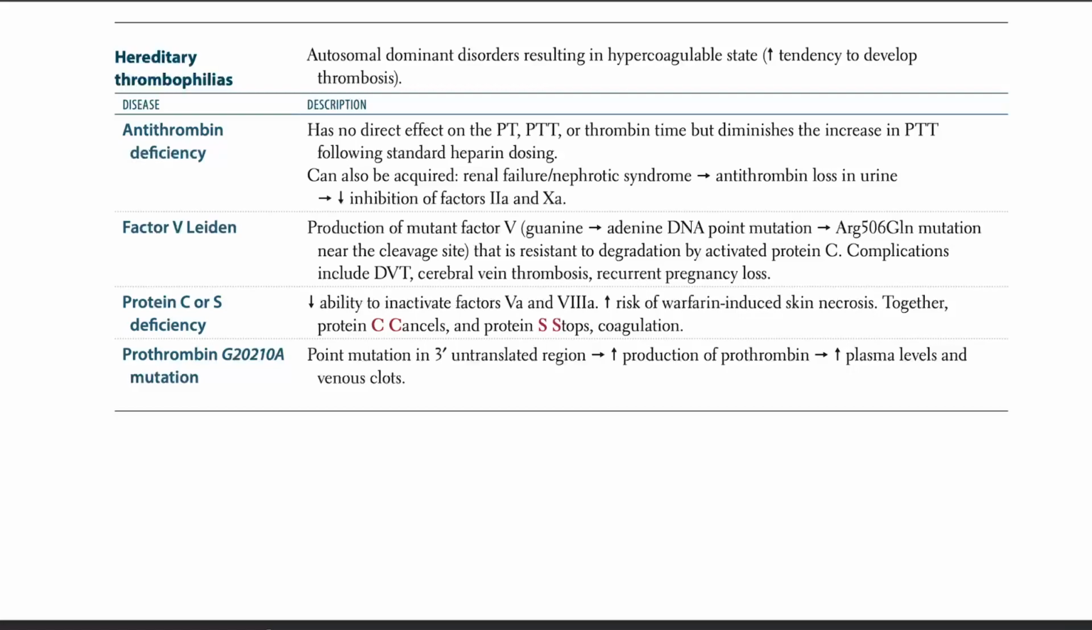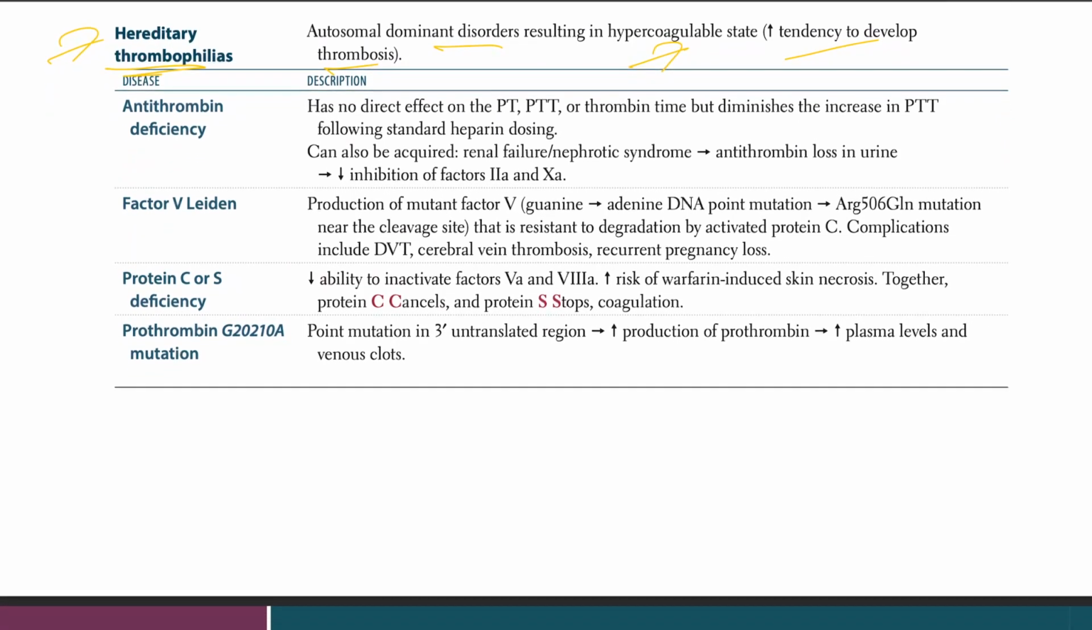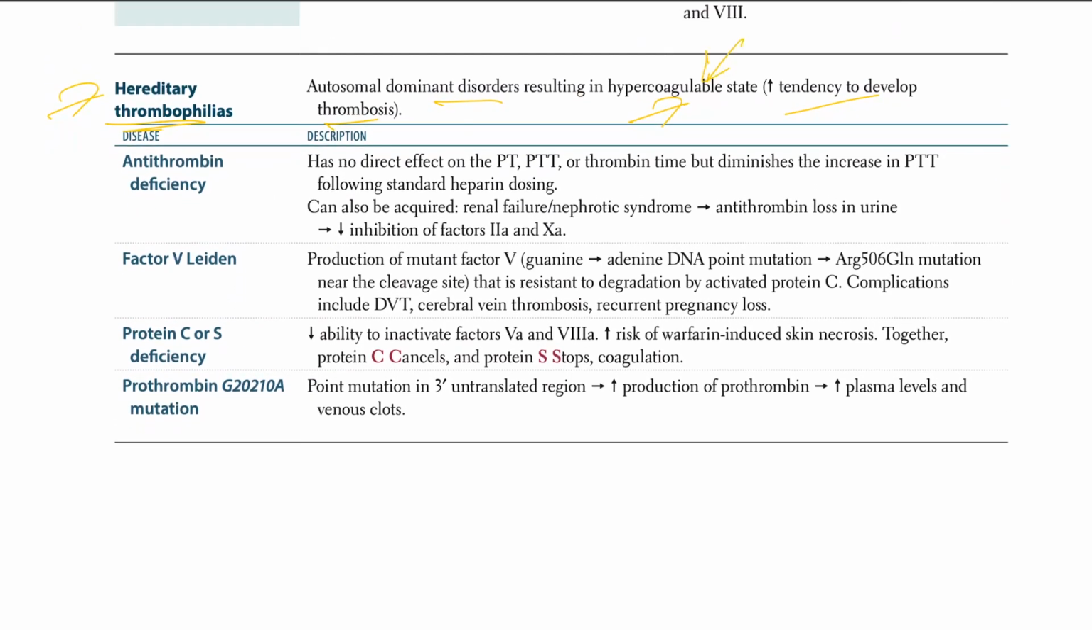Let's talk about hereditary thrombophilias. They are autosomal dominant disorders resulting in a hypercoagulable state, an increased tendency to develop thrombosis. Again, what is it? It's a hypercoagulable state. Why? Because you have some autosomal disorders.